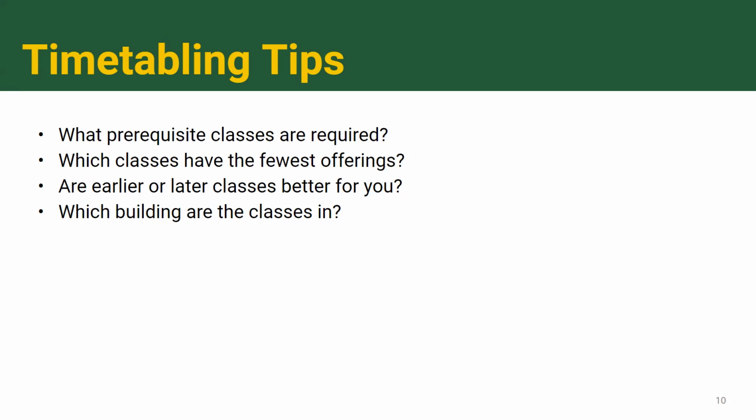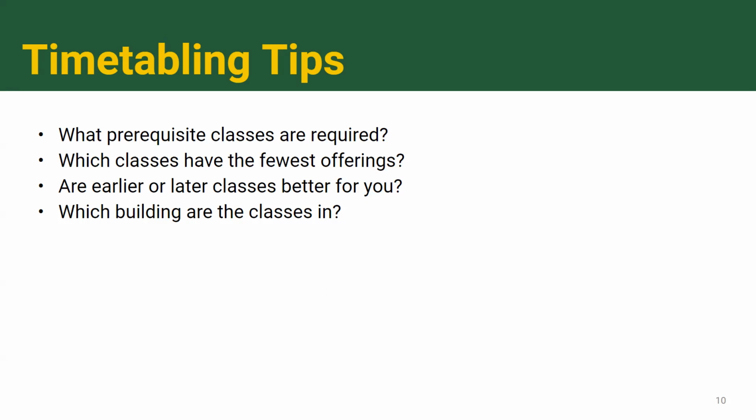Another thing to consider is which classes have the fewest offerings. If you have a class that only is offered twice a week versus a class that is offered 5 times a week, you're going to want to enroll in the class with the fewer offerings first. This way, you can make sure that you secure your spot there first and have more flexibility with the others.